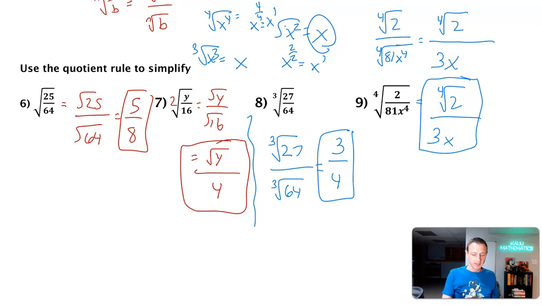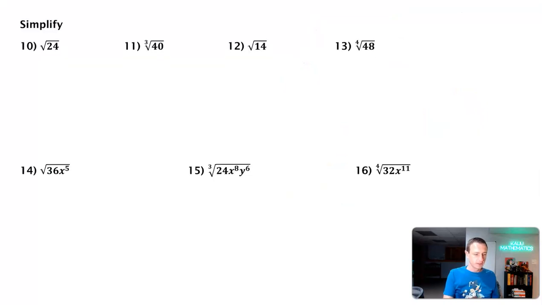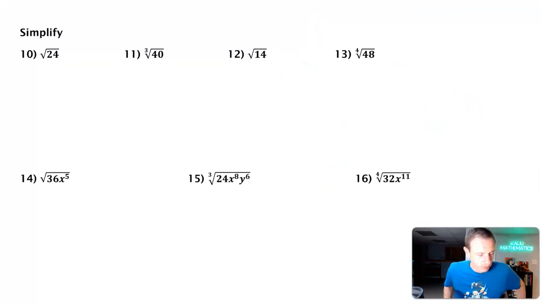So let's take these ideas and now let's simplify some radicals. So number 10, simplifying the square root of 24. There's a number of different ways that you can think about this. When you're trying to simplify radicals, you can think of perfect squares. So if you think about 24, what perfect square goes into 24? You can think of it that way.